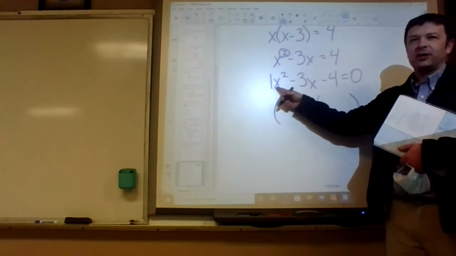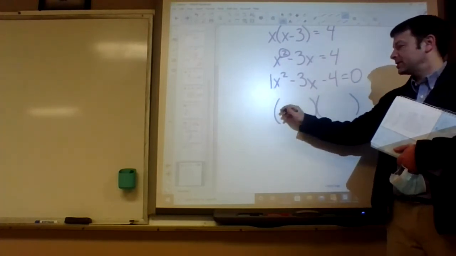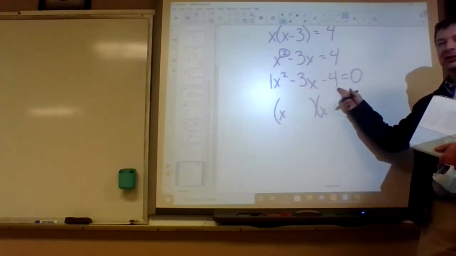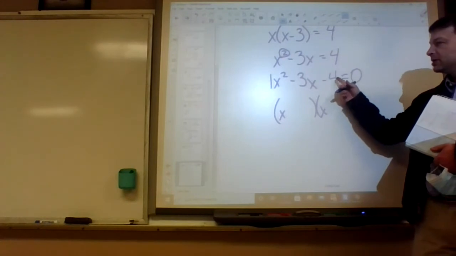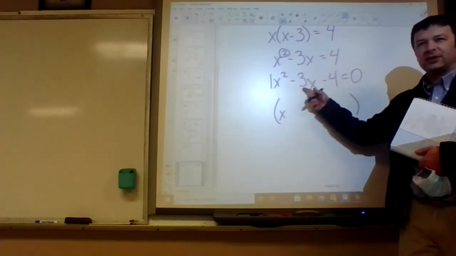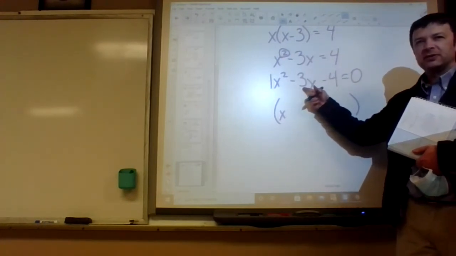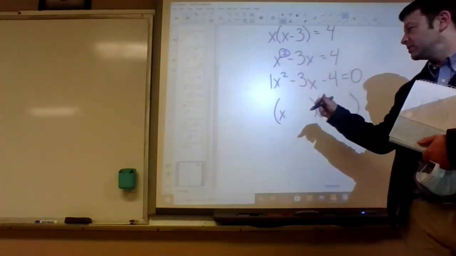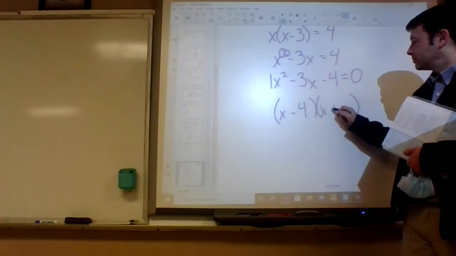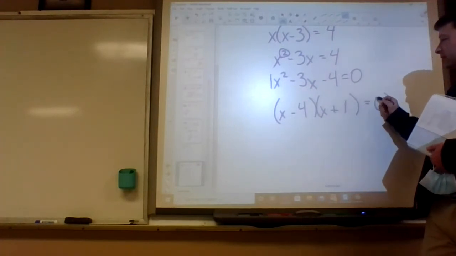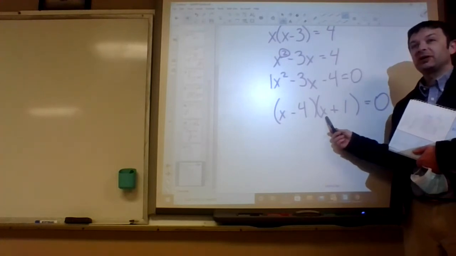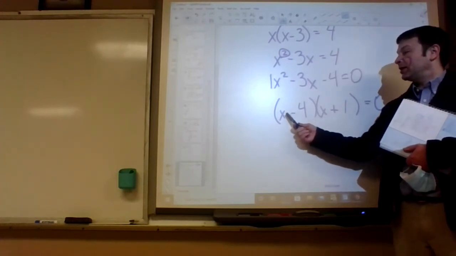What goes into x squared? What times what? x and x, put that in the front. And then what multiplies into negative 4 and adds up to negative 3? Negative 4 and 1. Negative 4 plus 1. I remember this. Now I remember why I hated this. Probably been about a year since we've done this.